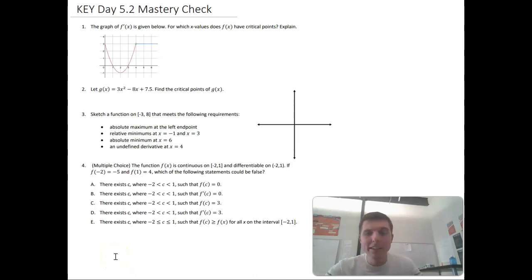Calculus, let's grade this mastery check. Good to see you. So I want you to really try and get used to, in this unit specifically, moving back and forth between interpreting f, the function, and f prime, the derivative.